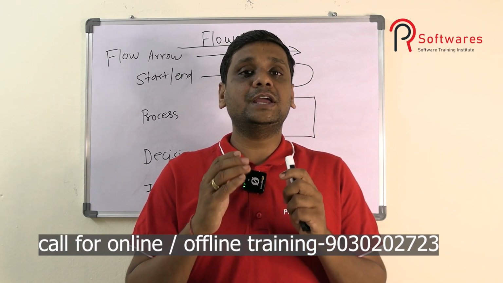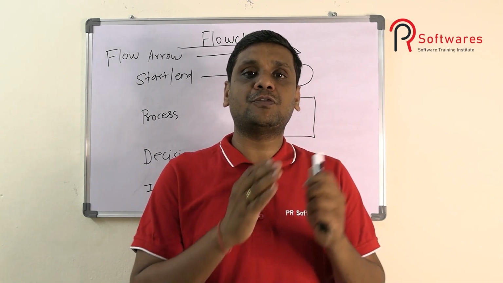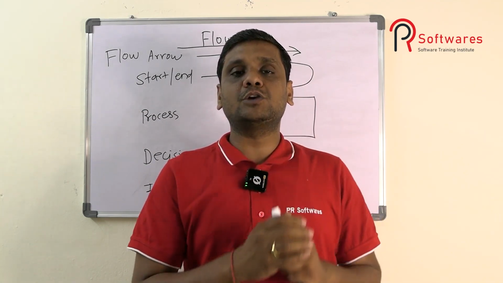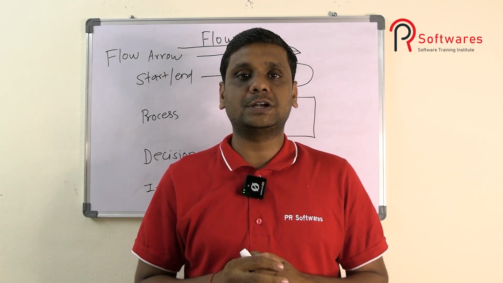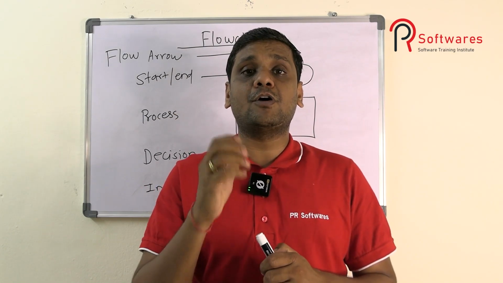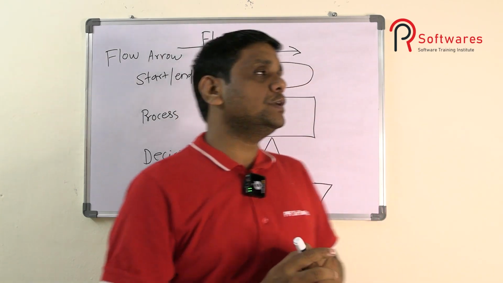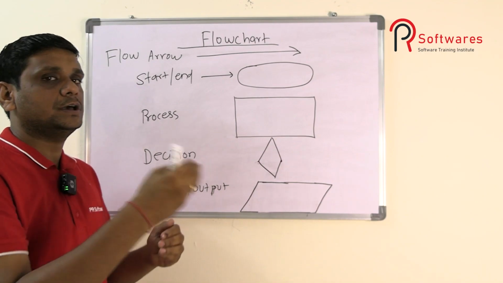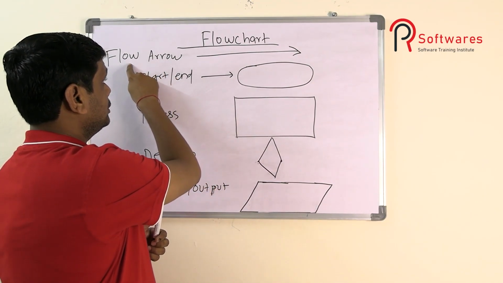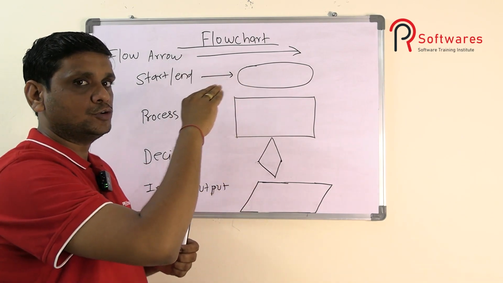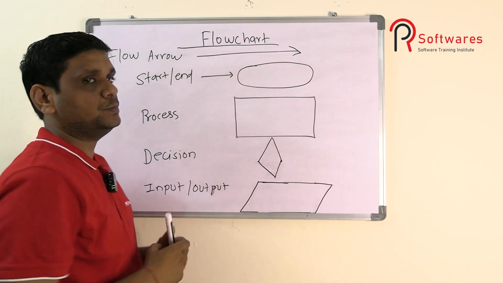A flowchart is nothing but a diagrammatic representation of an algorithm. So whatever algorithm we have written, we will convert into the form of a flowchart, or we can say in diagrammatic form. So here we will use some shapes to convert into the diagrammatic form. First, the flow arrow. Whenever we want to show any flow, we will use this arrow.